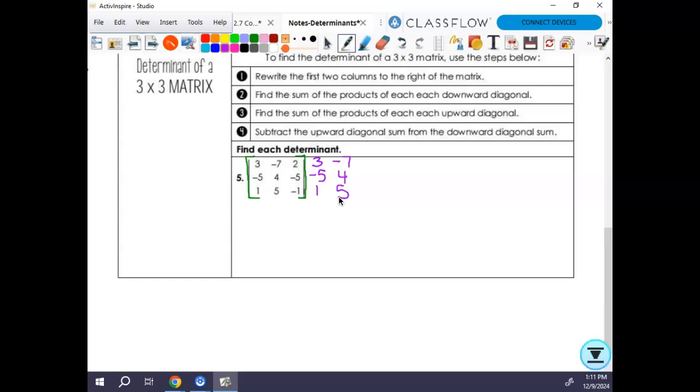And then it says find the sum of the products of each of the downward diagonals. All right. So we start with our diagonals. Here's a down one. I start at the top left. There's one diagonal right there. Then there's another diagonal right here. And then there's another diagonal right there. You see those 3?